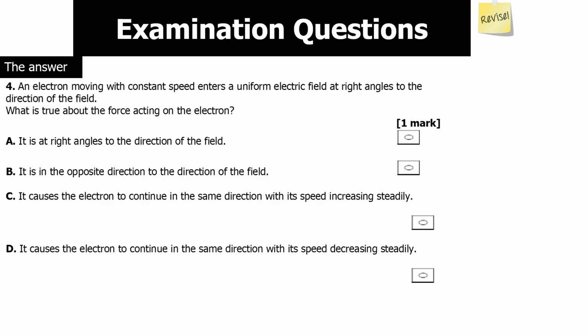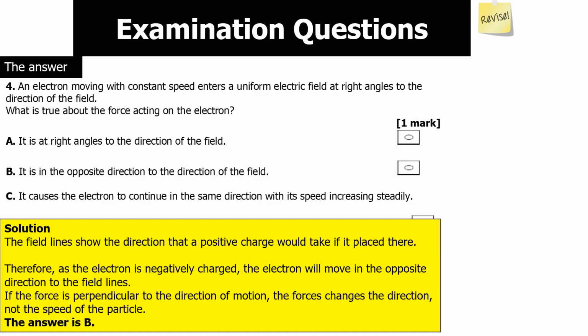Right, our answer here is B, because the field lines show the direction that a positive charge would take if placed there. So as the electron is negatively charged, the electron will move in the opposite direction to the field line, and if the force is perpendicular to the direction of the motion, then the force will change the direction but not the speed of the particle, because it acts as a centripetal force. So therefore our answer is B.